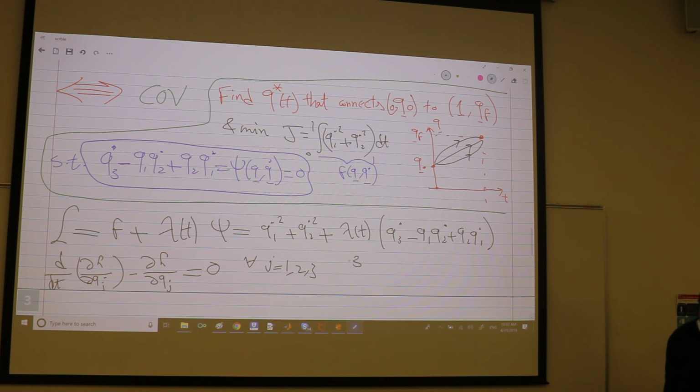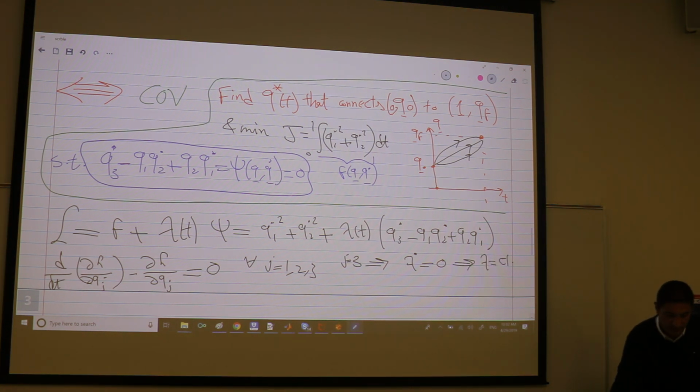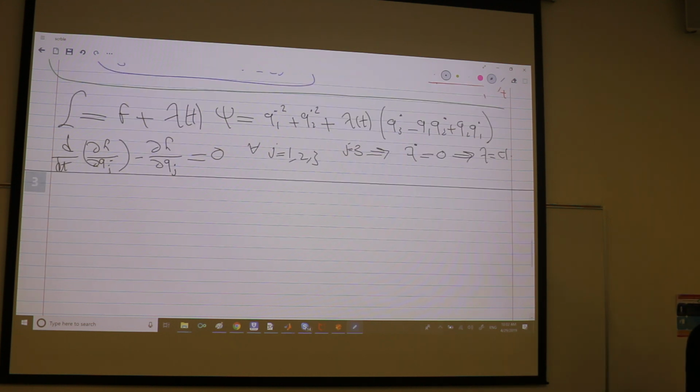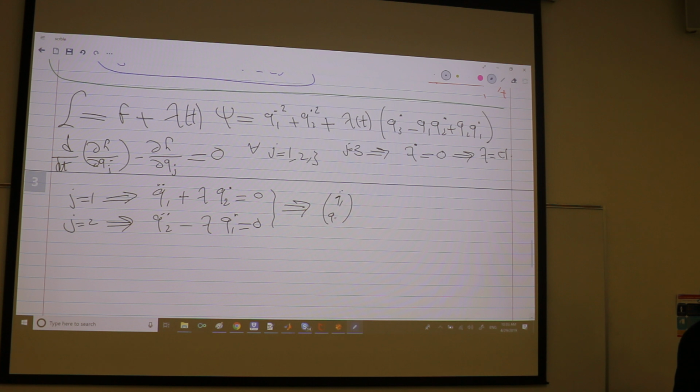If you do it for j equal 3, actually this gives you that lambda dot is 0, which means that lambda is a constant. That's a great simplification. So I got rid of this time dependence. Now j equals 1 is easy, with lambda constant, gives you Q1 double dot plus, I guess, lambda times Q2 dot is 0, and j equals 2 is the other way around. Q2 double dot minus lambda Q1 dot is 0, so you can lump them together into Q1 double dot, Q2 double dot is equal to this matrix, 0, negative lambda, lambda, 0, times Q1 dot, Q2 dot.